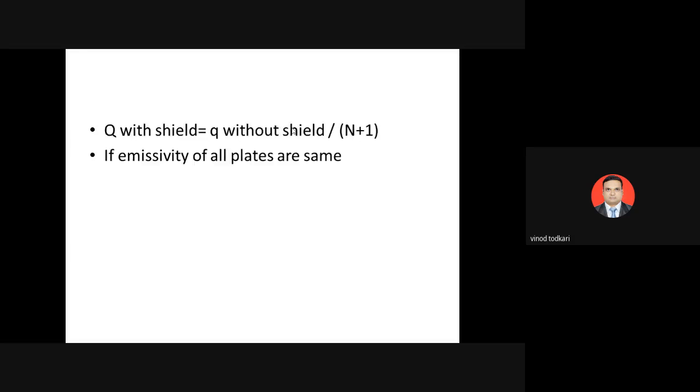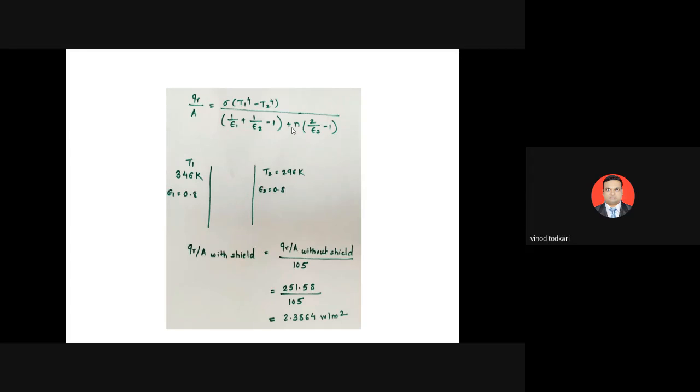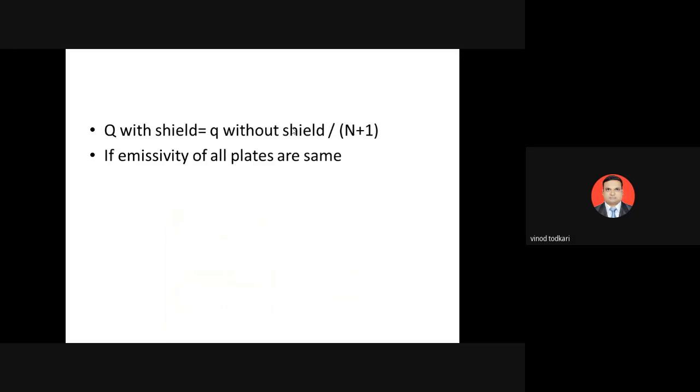But in competitive exams, this question has been asked: if the emissivity of the plates and the emissivity of the shields are the same, what is the relation between Q with shield and Q without shield? So the relation is Q with shield is equal to Q without shield upon n plus 1. Sometimes this formula is asked in the competitive exams, and sometimes a numerical is asked.